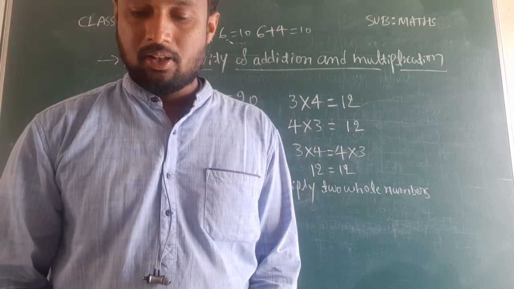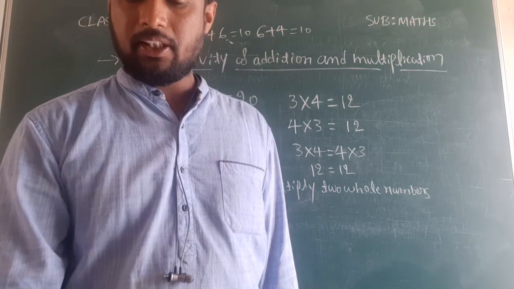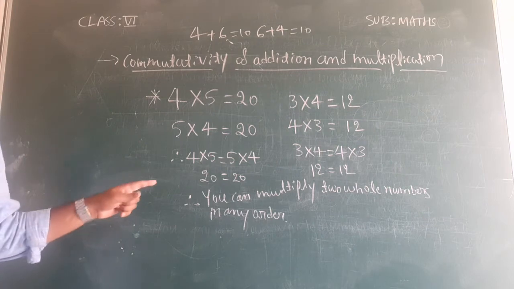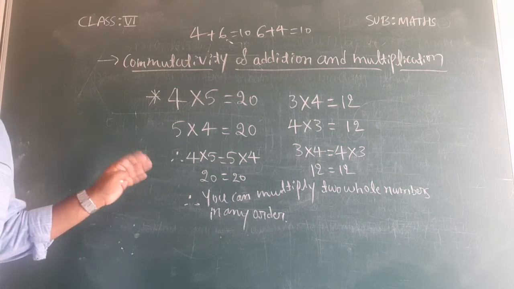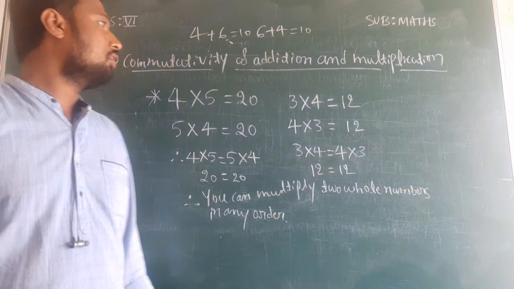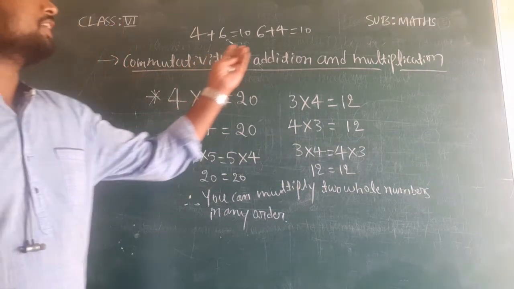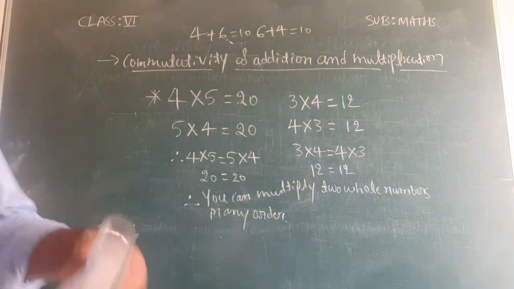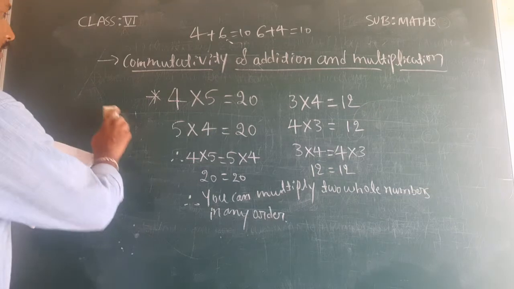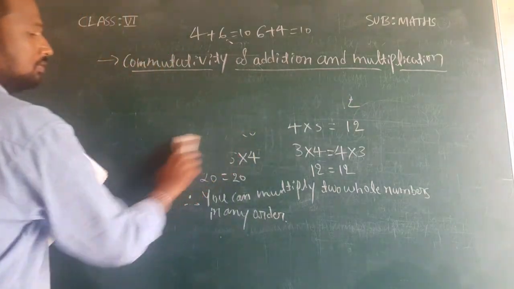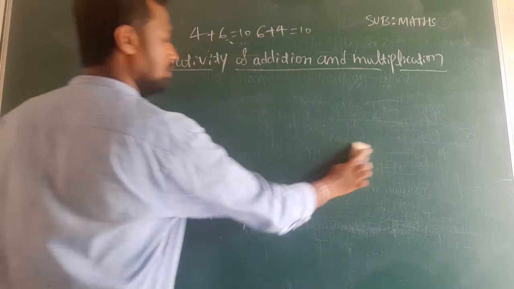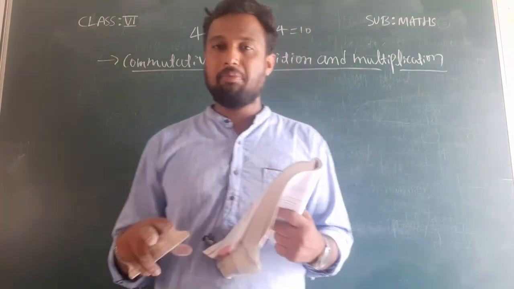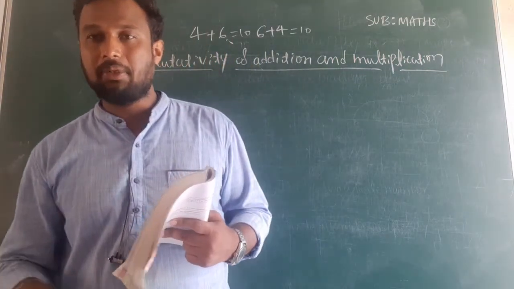And they have given associativity of addition and multiplication now. Just pause this video and write some more examples for commutativity of addition and multiplication. Now I will discuss associativity for addition and multiplication. Remember this, commutativity means when you interchange values, you will get the same answer for addition and multiplication.